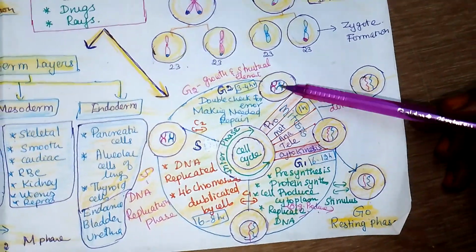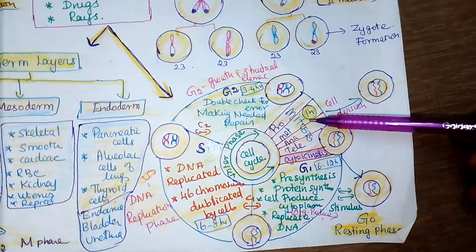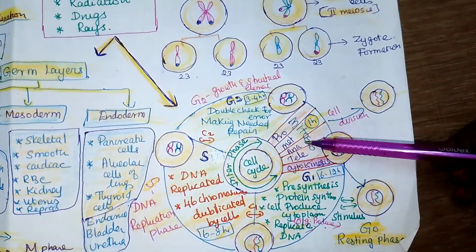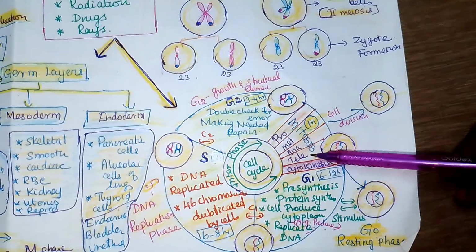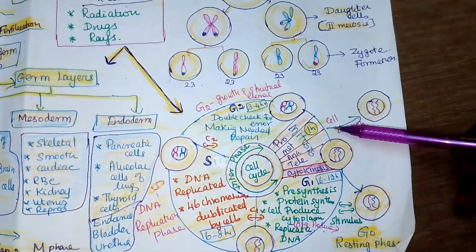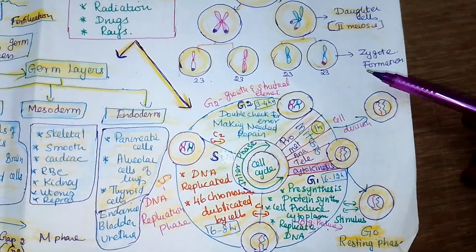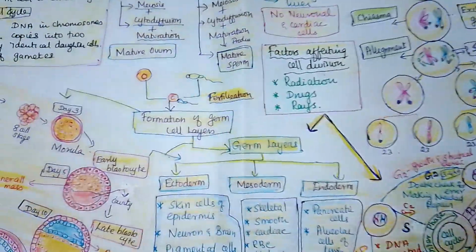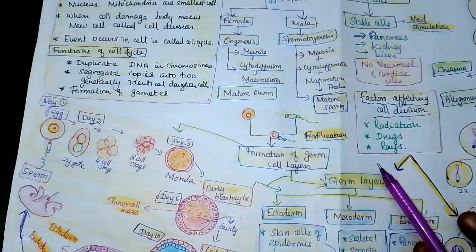Here all the errors are corrected, and this is called the M phase: mitotic prophase, metaphase, anaphase and telophase, right or not? Alignment takes place, cytokinesis develops, and two new daughter cells are developed. So this is the cell division we have seen today.